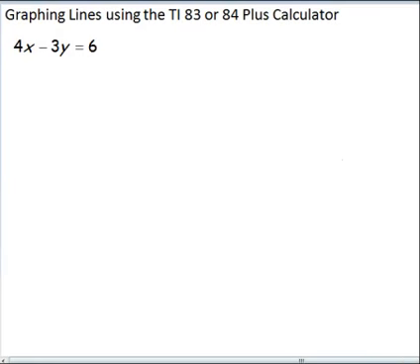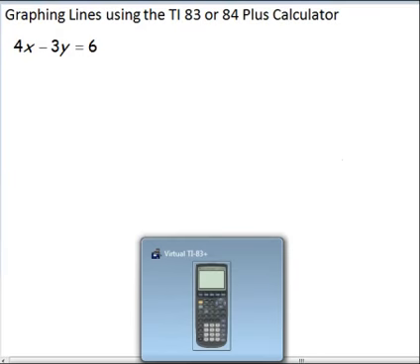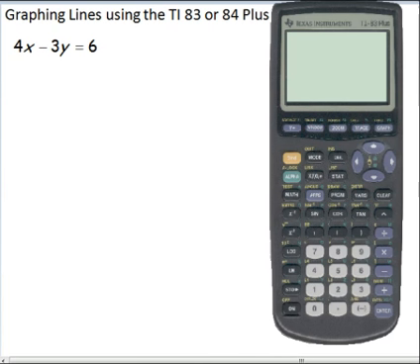Alright, we're going to be doing some graphing with the graphing calculator. We're going to see how to graph a line, a linear equation in two variables, and I'm using as an example 4x minus 3y equals 6. First of all, if your equation has variables other than x and y, you need to change your variables to x and y because that is what the calculator uses.